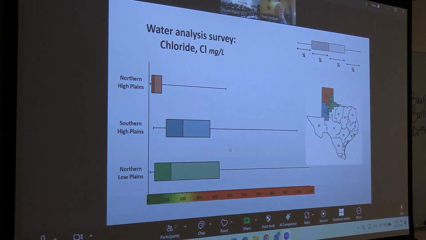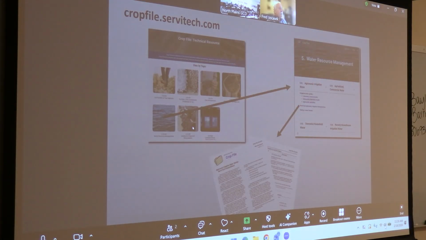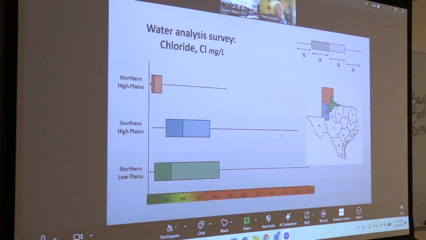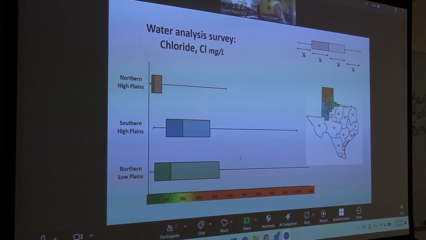So on this survey also, we take a look at the chloride content. And these are what are called box and whisker plots. We take all the data together and stack it this way. And so this stands for the midpoint. So half the samples fall below this line, half the samples are above this line. Each whisker represents 1/4 of the samples, so 1/4 here and 1/4 here. So it gives you kind of an idea of what to expect.